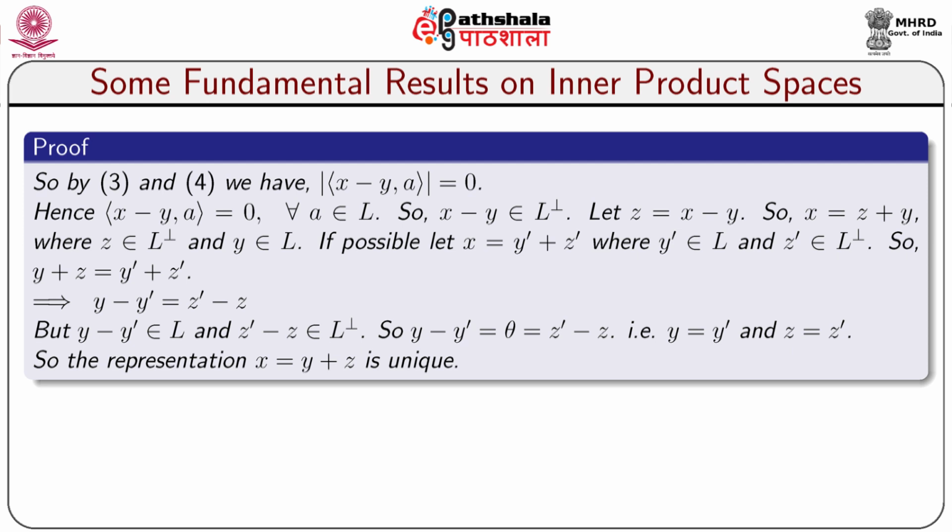If possible, let x equal y dash plus z dash, where y dash belongs to capital L and z dash belongs to L perpendicular. So, y plus z equals y dash plus z dash, which implies that y minus y dash is equal to z dash minus z. But y minus y dash belongs to capital L and z dash minus z belongs to L perpendicular. So, y minus y dash is equal to the 0 vector, which is again equal to z dash minus z. That is, y equals y dash and z equals z dash, and so the representation of x, that is x equals y plus z, is unique.